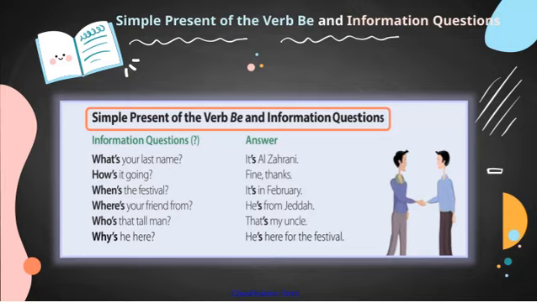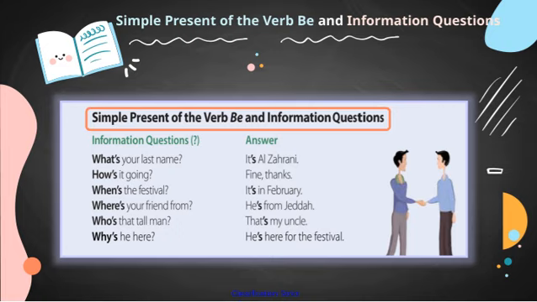Today, we're going to look at the simple present tense of the verb be and how it's used with information questions. The verb be is one of the most important verbs in English, and in its simple present form, it helps us describe states, identities, and general truths.